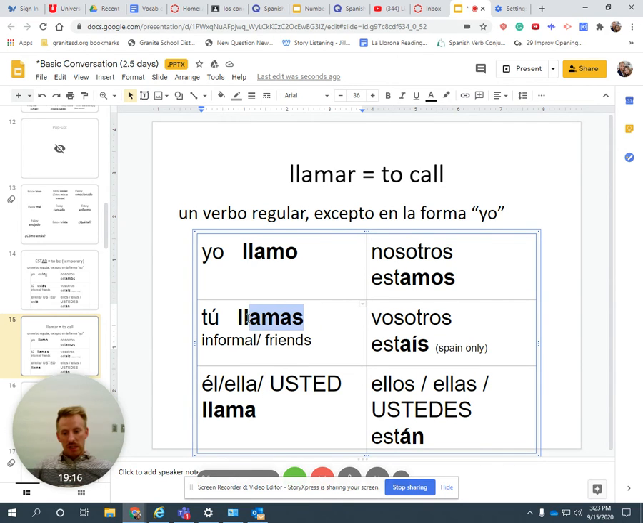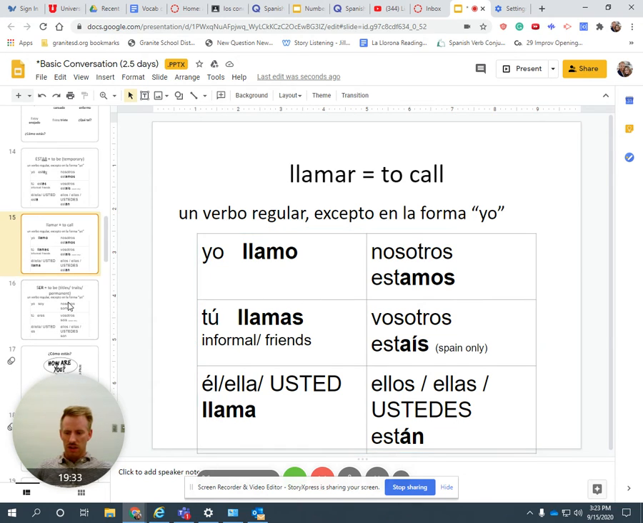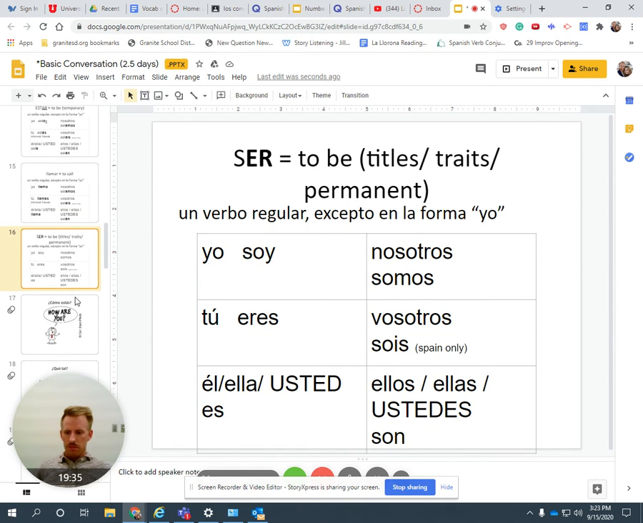For llamas, you don't need to say tú because there's only one person it could be. If I conjugate as on the end, ¿cómo te llamas? There's only one person I could be talking to. It's you. ¿Cómo se llama? ¿Cómo está? You need usted. Rewind that. It's a lot of information. Okay. So there's your formal, informal.